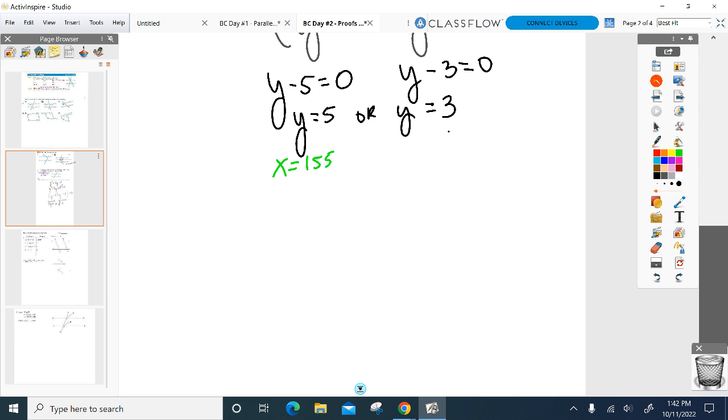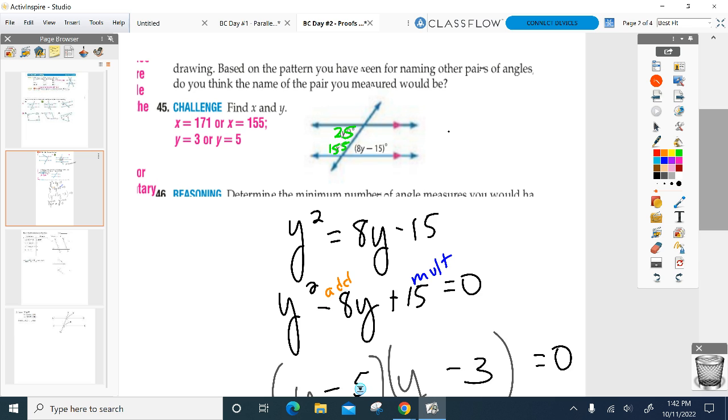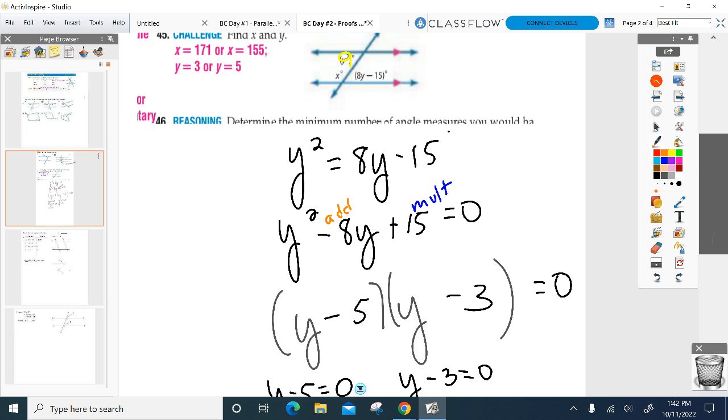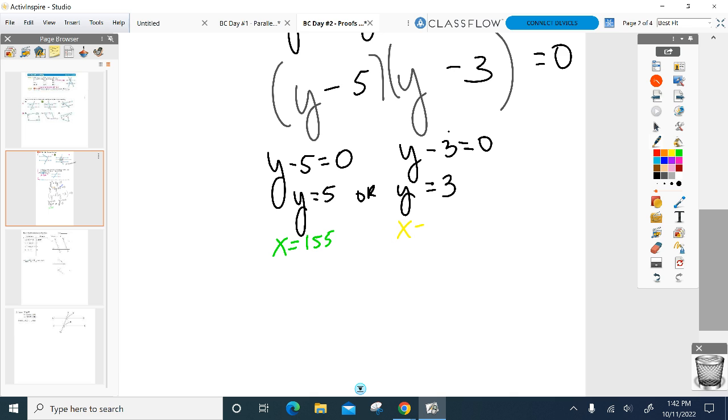But what if y is 3 instead? What's that y squared angle up here now? This y squared angle will be 9. So if that's 9, x would be 180 minus that, 171. So 2 different sets of answers.